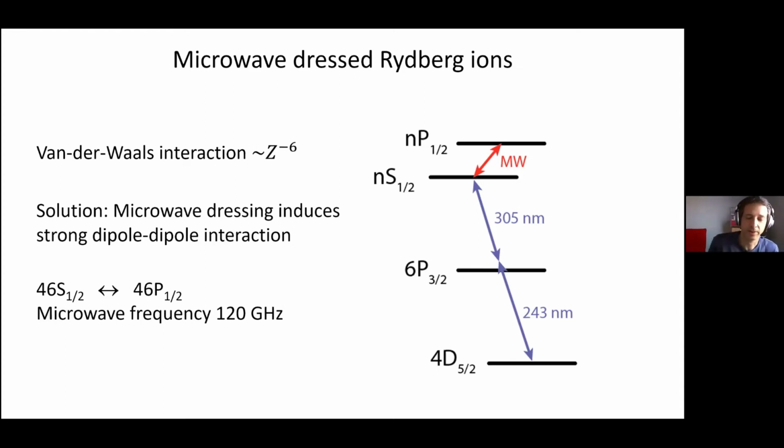In the initial proposal of using Rydberg ions, there was a solution: microwave dressing. The microwave dressing couples an S and a P state, and these are dressed states of S and P, which have oscillating dipole moments. I will come back to that in a second and explain it a little more intuitively. As I said, in this experiment we use a 46 S1/2 to 46 P1/2 transition with a microwave frequency of 120 gigahertz.